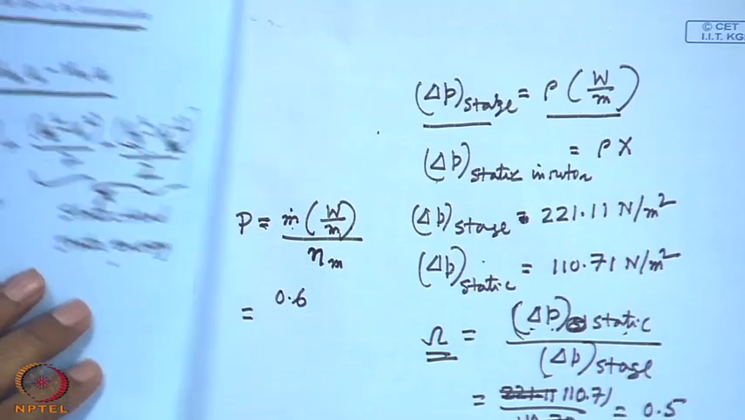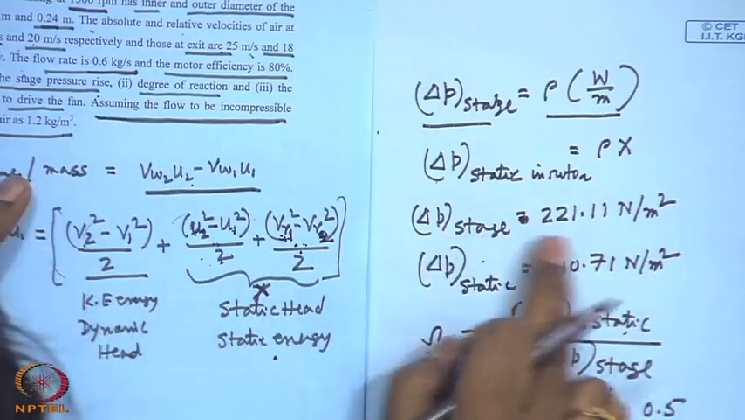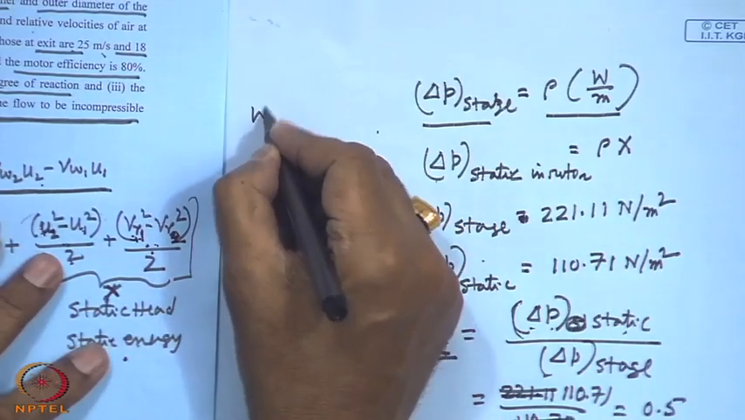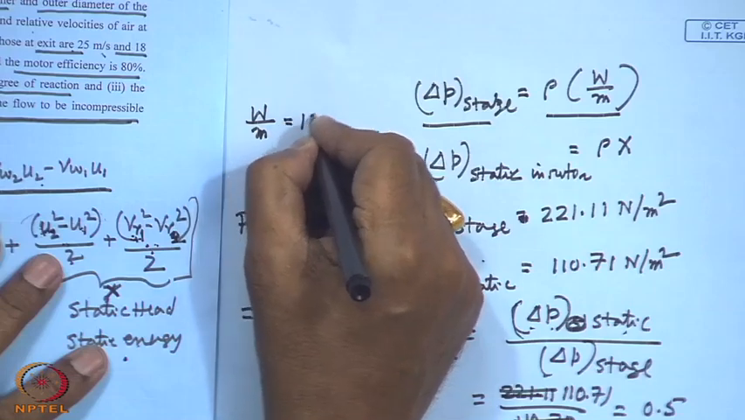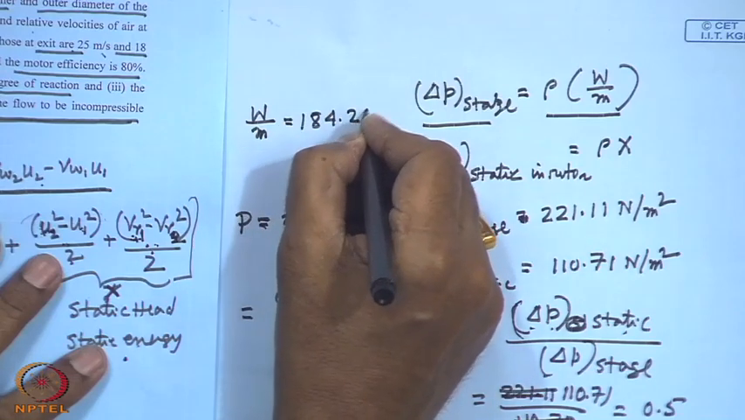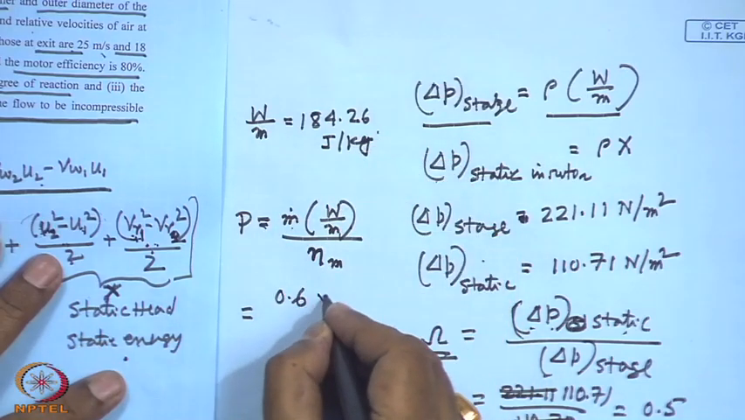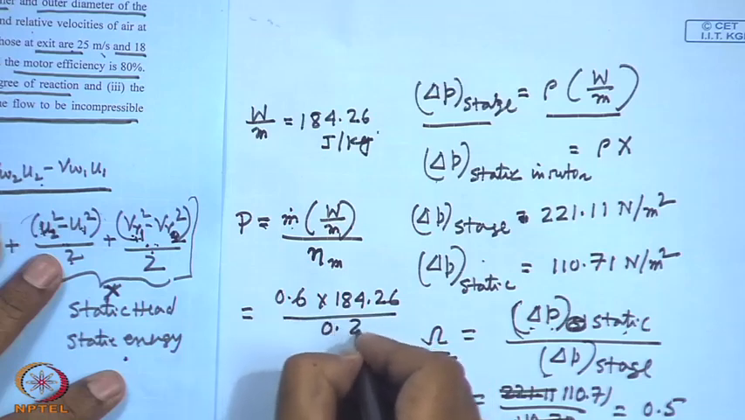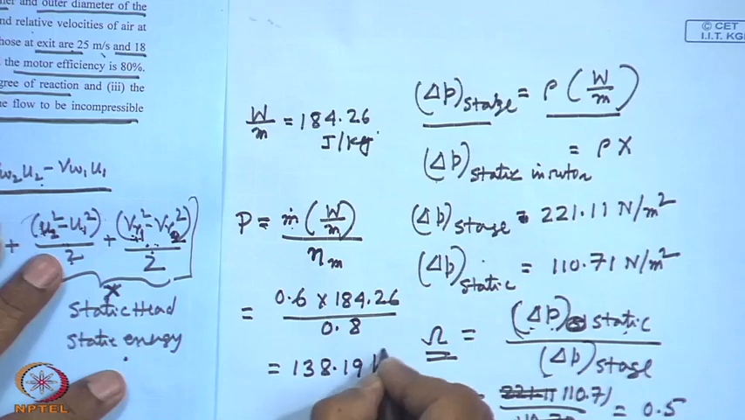Now, W by M, which I have calculated here, I have told you the value of delta P stage. W by M calculated will be 184.26 joule per kg. So, therefore, this will be 0.6 into 184.26 divided by 0.8, which is ultimately 138.19 watt. Okay. So, this is the thing.